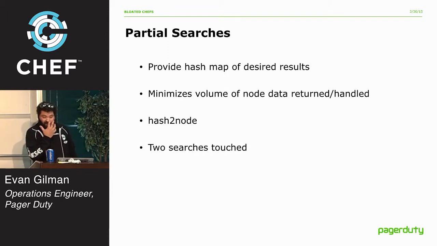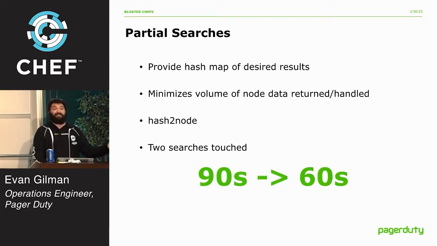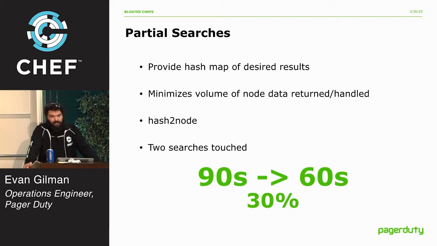So now that problem's solved, we can actually switch to partials on a couple of our most painful searches. And the improvement was immediately obvious, like glaringly obvious. Our runtimes before this change were averaging about 90 seconds or so, but after this change, 60 seconds. So that's a 30% reduction from only changing these two searches in our infrastructure to a partial search.